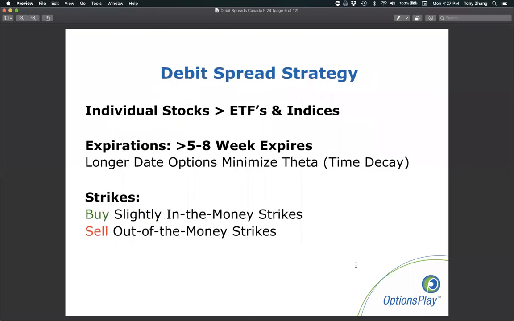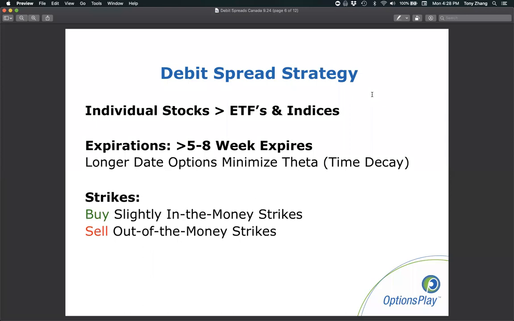So, what is the debit spread strategy? Number one, the debit spread strategy tends to work a little better on individual stocks than ETFs and indices. The reason for this is because individual stocks tend to have larger jumps. They tend to have catalysts that move them in larger moves than most stocks or indices. Indices and ETFs tend to have more orderly moves.